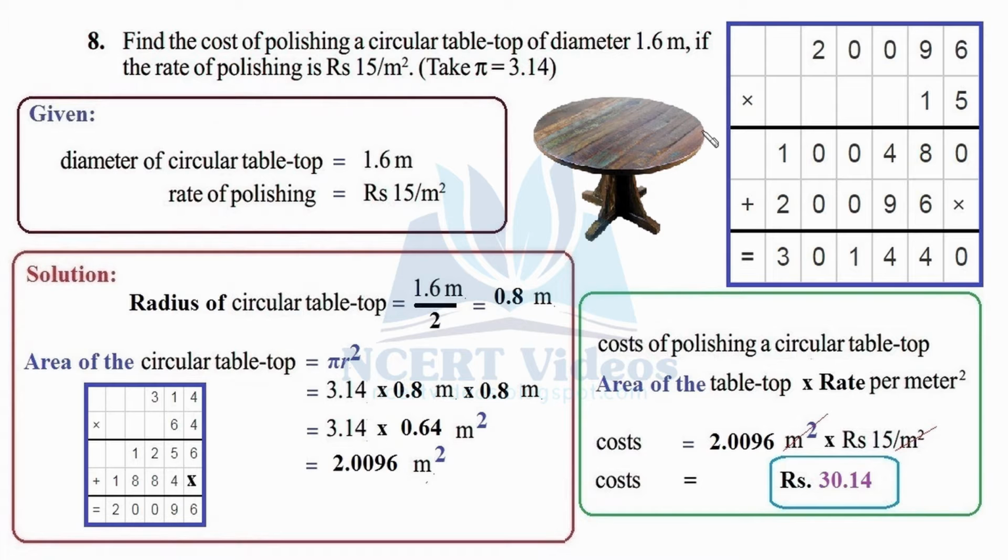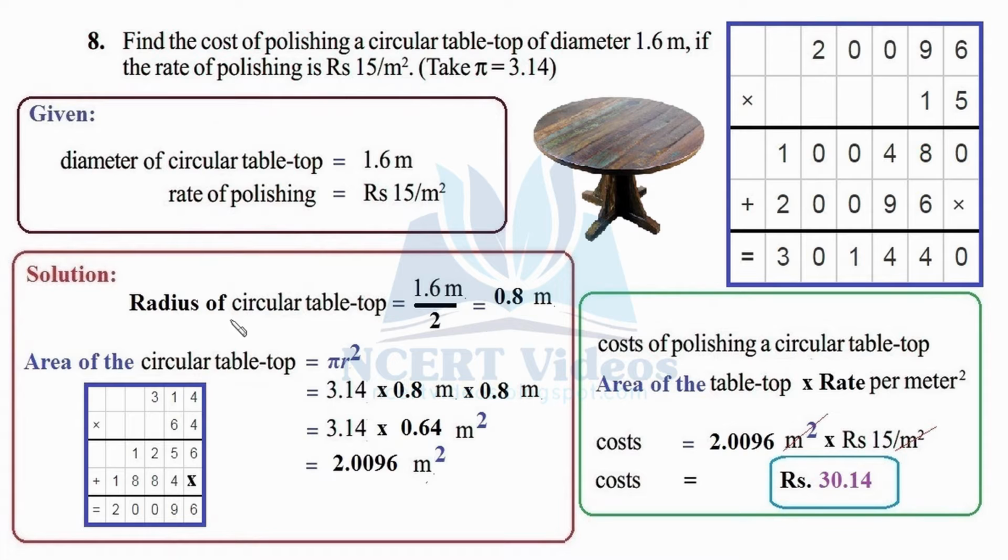That will be your line. So whenever you are polishing or painting, it is on some part of a region, that is area. So keep this thing in mind. Now given is the diameter of a circular table, 1.6 meter, and another thing is the rate per meter square, that is rupees 15. Now let's find the solution.